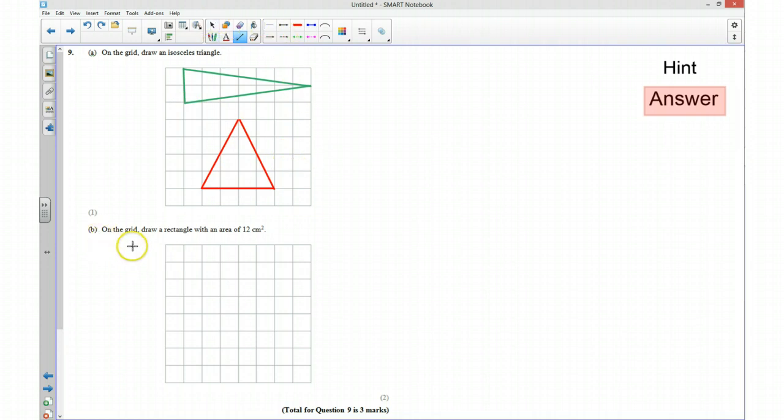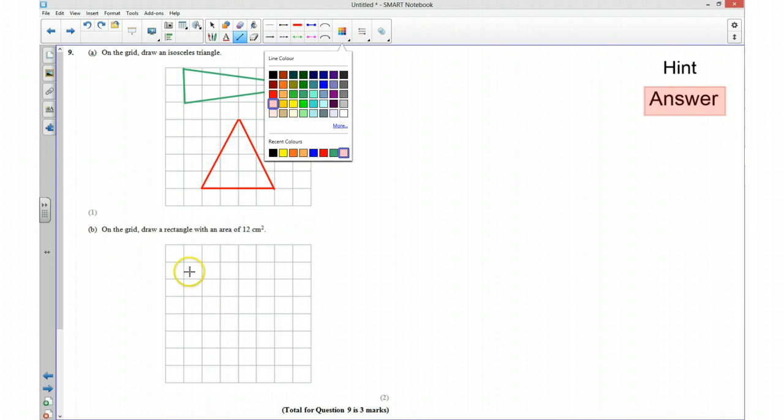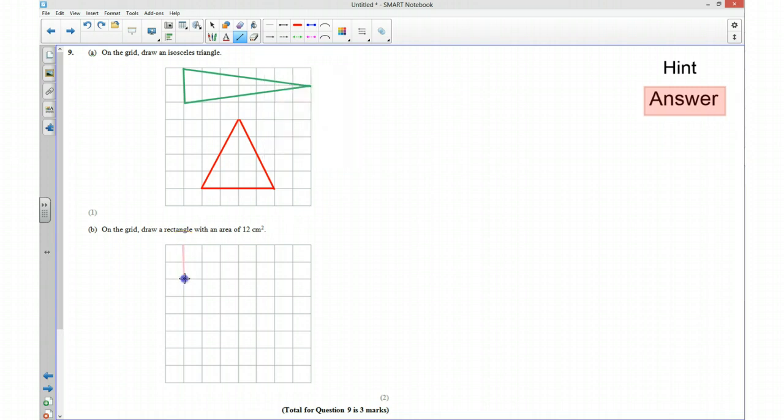Okay, part B says you want to draw a rectangle with an area of 12 centimeters squared. Okay, so we want to have a rectangle that's got 12 squares inside of it. There's a couple of ways we can do this. I'm going to draw my rectangle 2 by 6. 1, 2, 6. Okay, and just as a check there, we've got 1, 2, 3, 4, 5, 6, 7, 8, 9, 10, 11, 12 centimeters squared inside that rectangle.